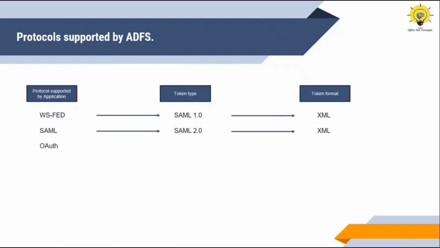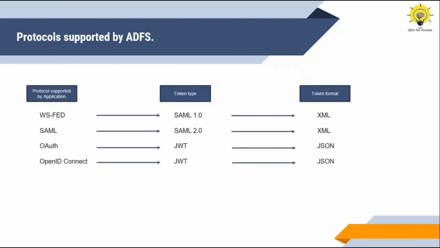If the application supports the OAuth protocol, then ADFS will send a JWT token to the application and the format of the token will be JSON. And if the application supports the OpenID Connect protocol, then a JWT token will be sent to the application and the format of the token will be JSON. So depending on the protocols that the application supports, ADFS will construct the token and send it to the application. Now let me show you what sort of information a security token contains.